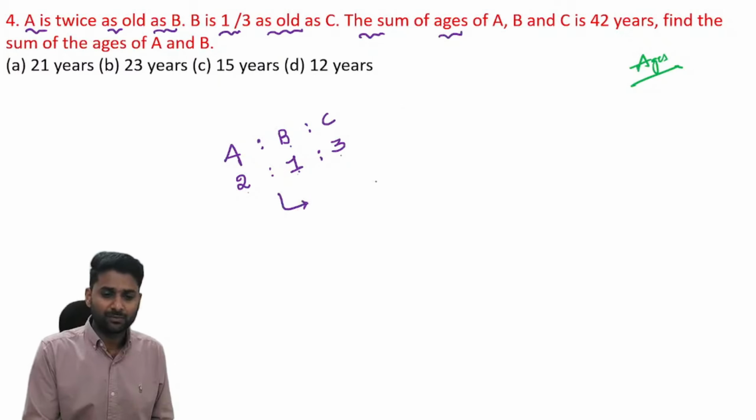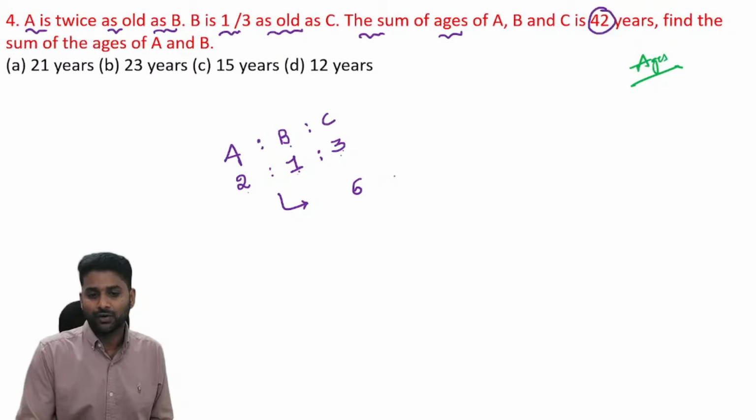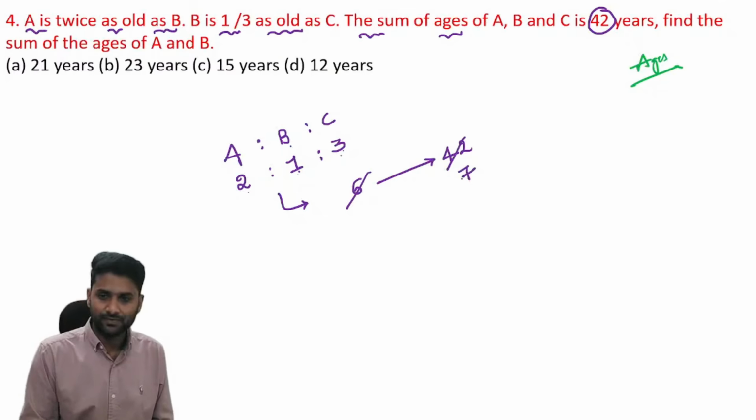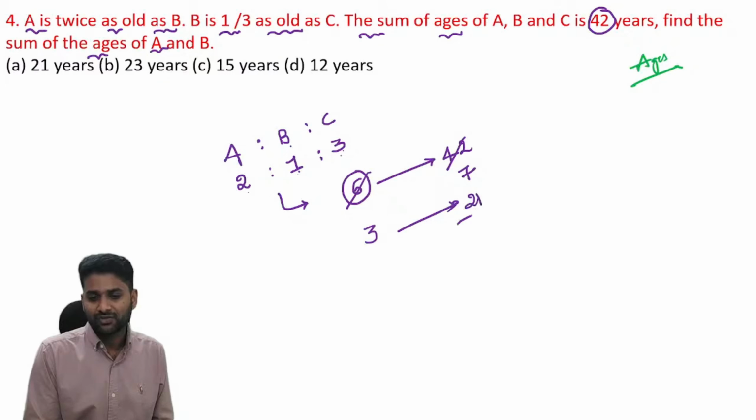Now the sum of the ages. If you go through the sum of the ages, 2 plus 1 plus 3, the total sum is 6. But instead of 6, they have given 42. It means you have to compare: 6 units is equal to 42, then each unit is 7 years. Another question. Find the sum of ages of A and B. If the sum of ages of ABC is 6 units, then AB must be 3 units. If 6 units is 42, definitely 3 units is 21. You should multiply by 7.